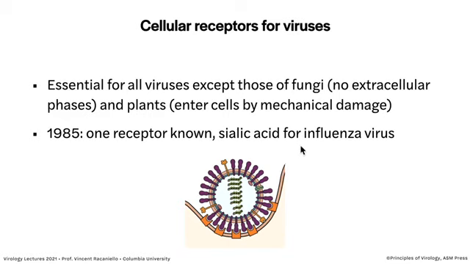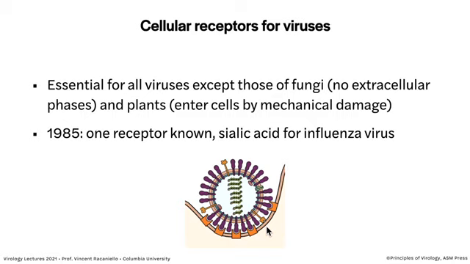Sialic acid is a sugar that's always attached to a protein. I shouldn't say always, because sometimes it's soluble, but on membranes it's attached to proteins. And so the HA, the hemagglutinin of influenza virus, attaches to it. We'll talk about this in some detail today.